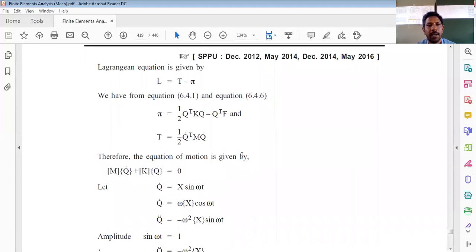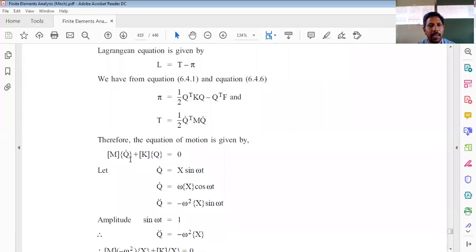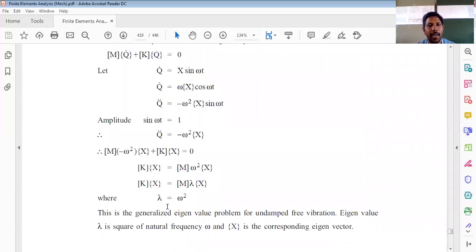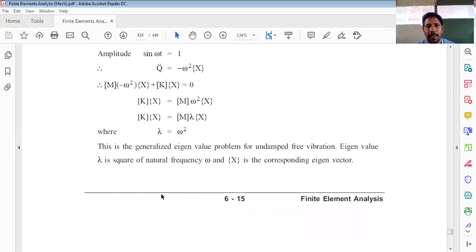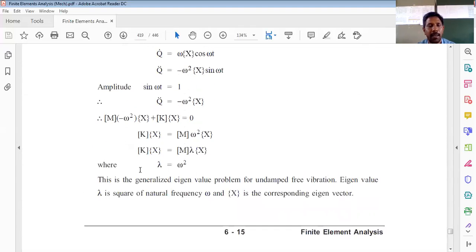And one more thing, we can have the equation of motion with the help of the Lagrangian equation, and we can calculate the eigenvalues and eigenvectors by assuming the displacement equation as X sin omega t or X cos omega t, and we can write lambda as omega square, as already told in this lecture. So these are the set of equations through which we can solve a number of problems related to the dynamic analysis of beams.